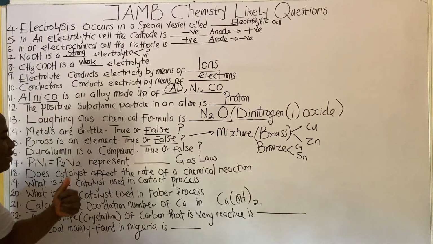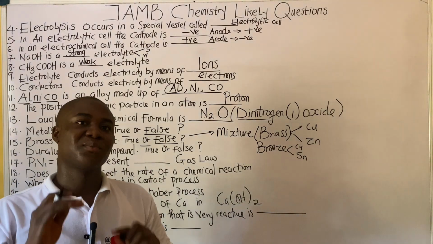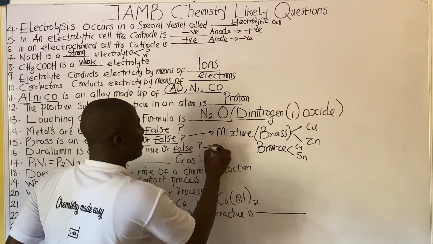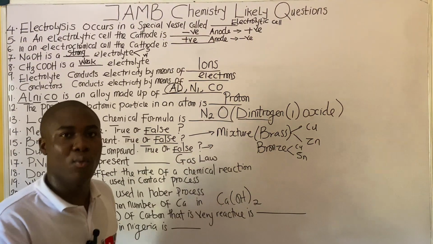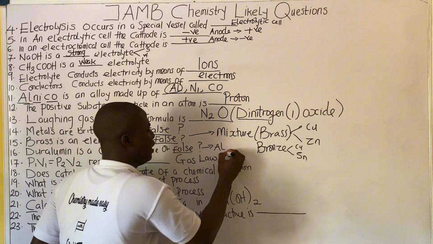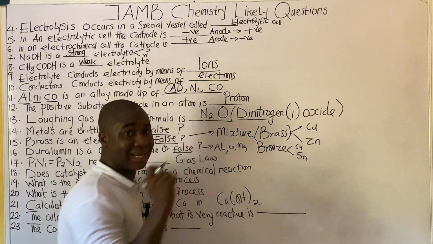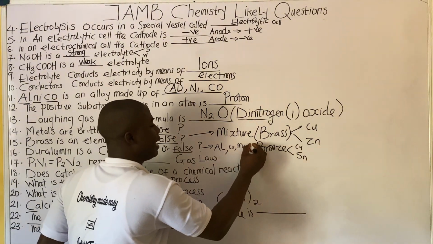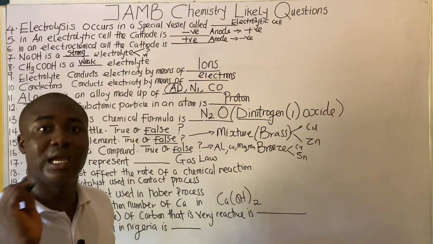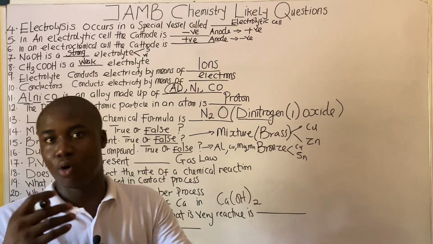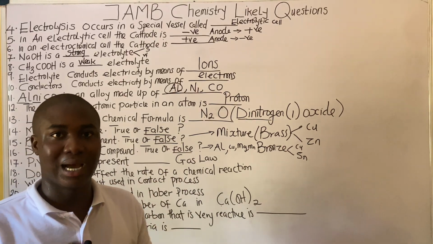Duralumin is not a compound, so this statement is false. Duralumin is a mixture. It is made up of aluminium, copper, magnesium, as well as manganese. These are the elements found in duralumin. It's an alloy that is used for making the body parts of airplanes, and it's very light.